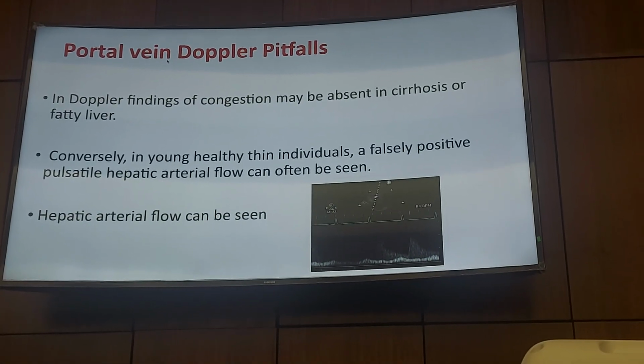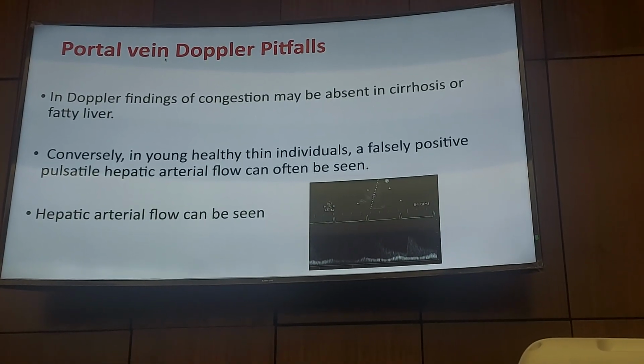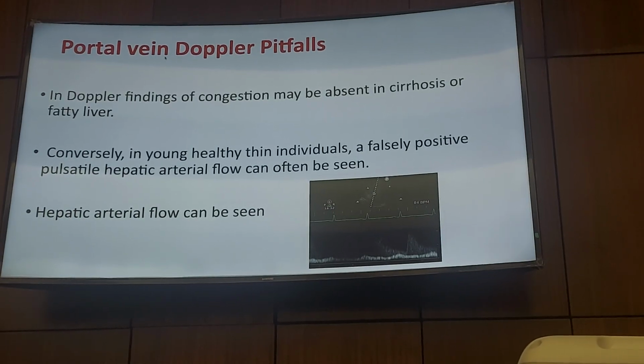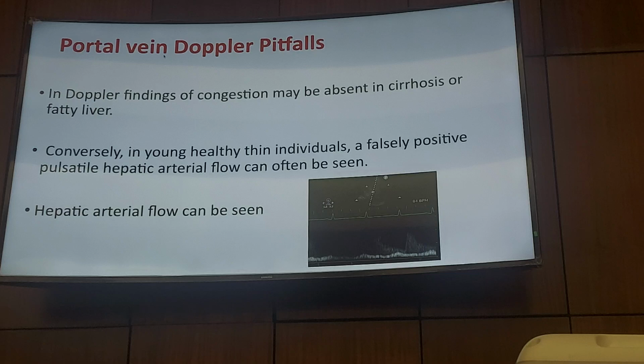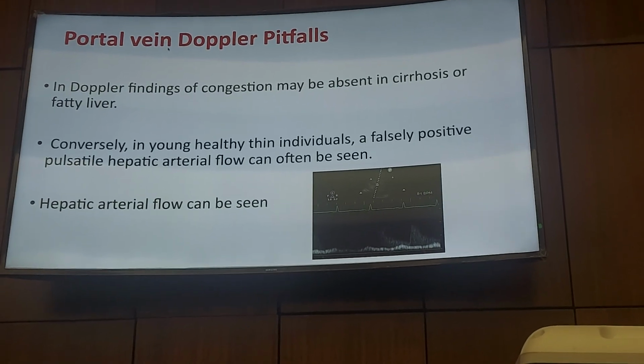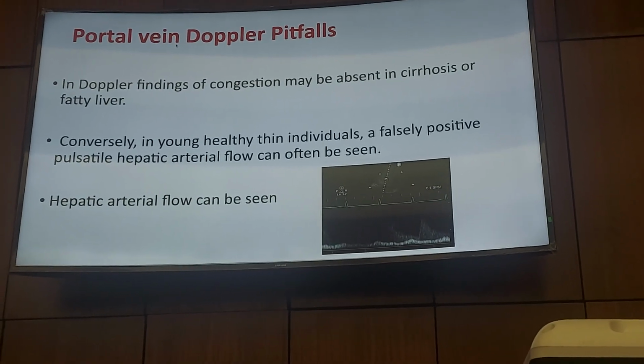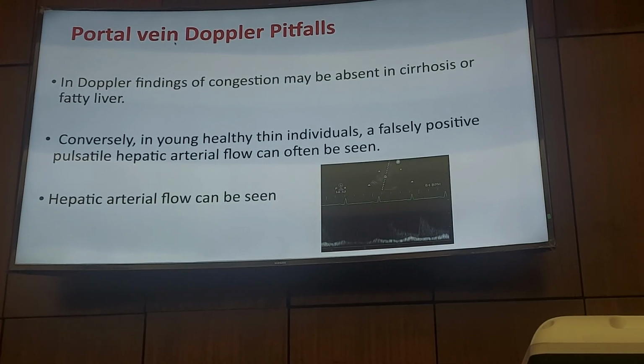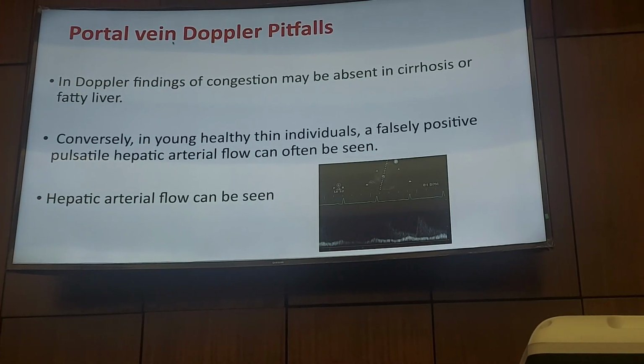And you can see example at the base where you have the low impedance portal vein with the background of the high impedance triphasic hepatic artery. So portal vein is a very low flow, low impedance vessel, and even if it's pulsatile, it remains a low impedance pulsatility.